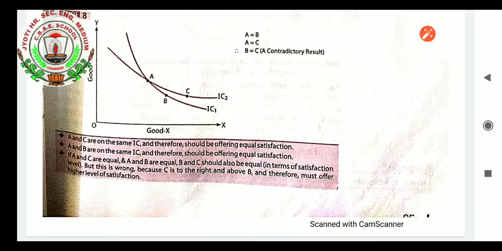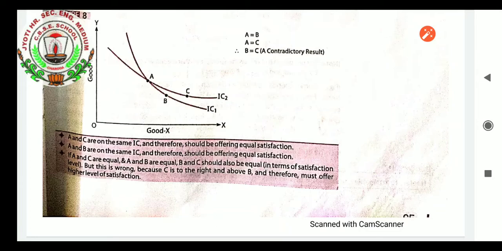IC2 it is residing, and A and C are giving the same satisfaction. A and B are on the same IC and therefore should be offering equal satisfaction. If A and C are equal and A and B are equal, B and C should also be equal in terms of satisfaction. How could that be? Because A is equal to B and A is equal to C, which shows that B and C are also equal. Do you think it is equal?